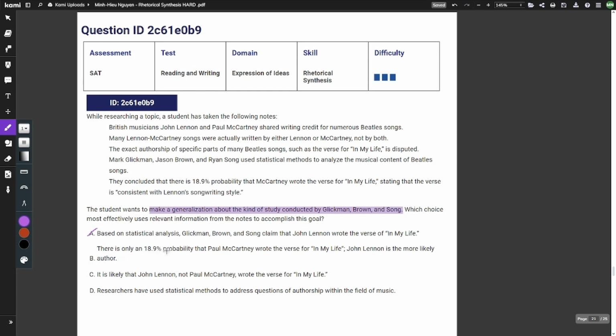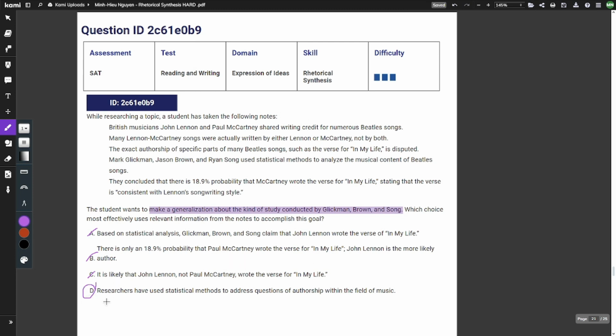B. There's only an 18.9% probability that Paul McCartney wrote the verse for In My Life. John Lennon is the more likely author. So once again, just like A, it's talking about one of their findings, but it doesn't talk about the kind of study they did. C. It is likely that John Lennon, not Paul McCartney, wrote the verse for In My Life. This is the third time they said the exact same thing. Once again, it's talking about the findings and not the type of study they did.